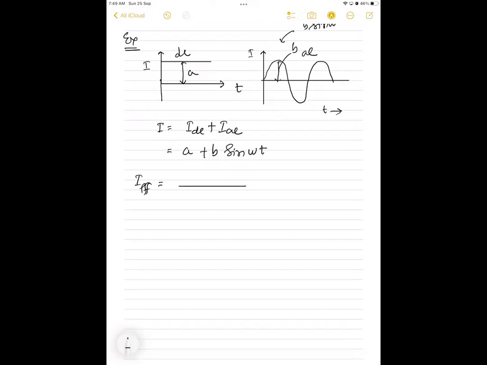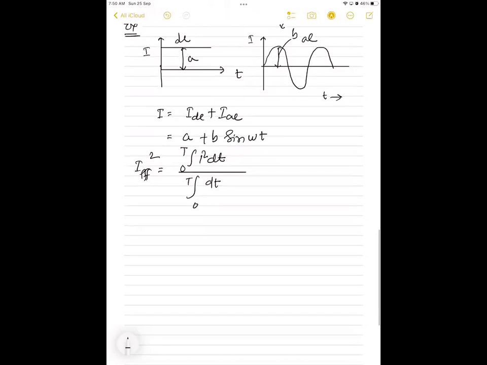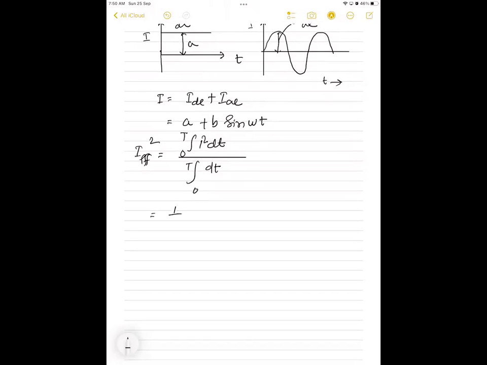Then I effective is going to be the integration from 0 to T of I square dt, right? This is I effective squared, correct? At last we will find the root over value. So as you know, dt always has 1 by T as denominator, right? Integration 0 to T of (A plus B sine omega t) whole square dt.